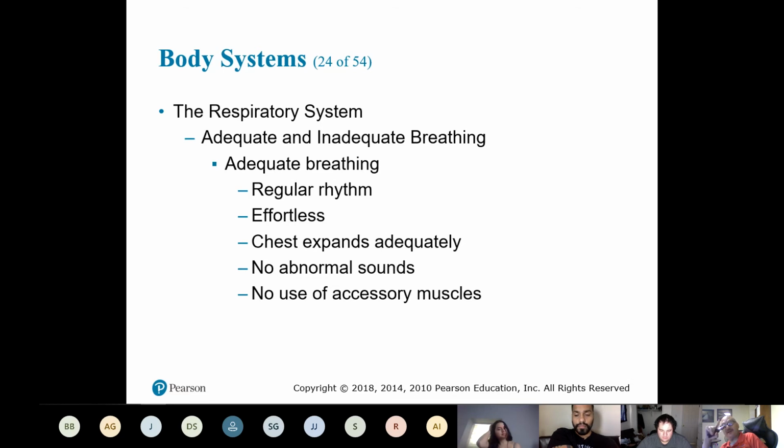And remember what I said earlier at the beginning of this. You can't know what abnormal is till you know what normal is. So knowing what normal breathing entails, when you don't have that, then you know it's abnormal breathing. So again, what are the signs of normal breathing?